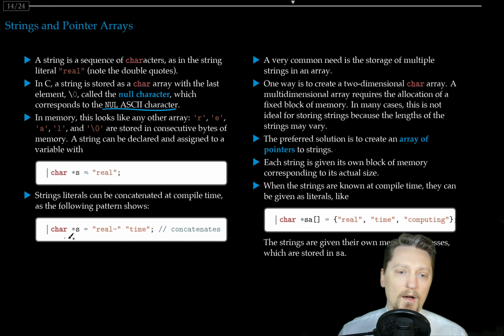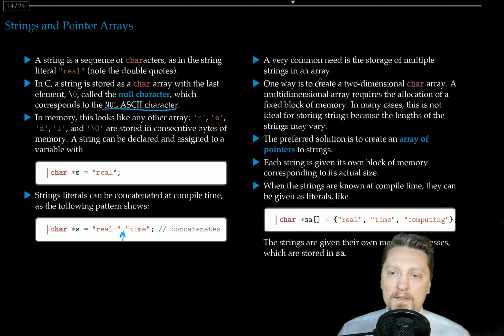So if we do char dereferencing s equals quotes and then a space in between, or other white space in between, these will concatenate at compile time, meaning it won't be concatenated during the run of the program, but when the program is compiled.